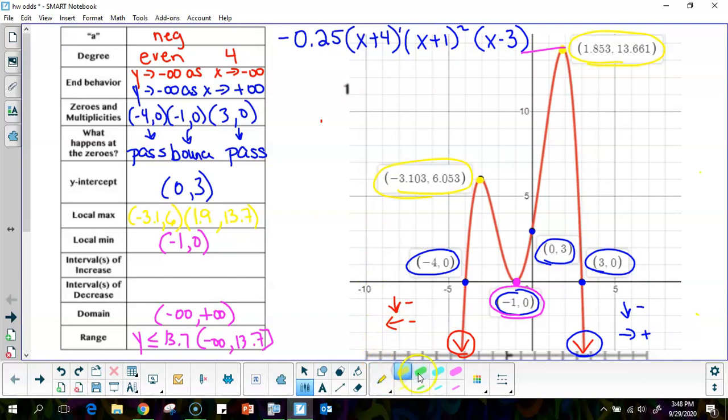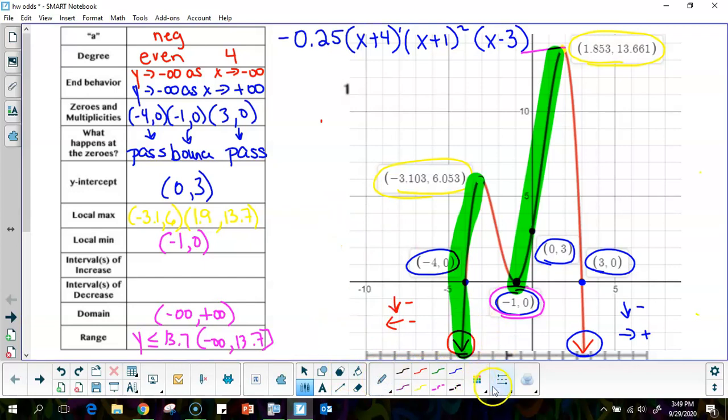All right, so let's do green for uphill. So from here to here, I'm going uphill, and then this is down. I'm not going to color that green. And then from here to here, I'm also going uphill. On these, I'm looking for x values. Okay, so let's make sure we understand that.